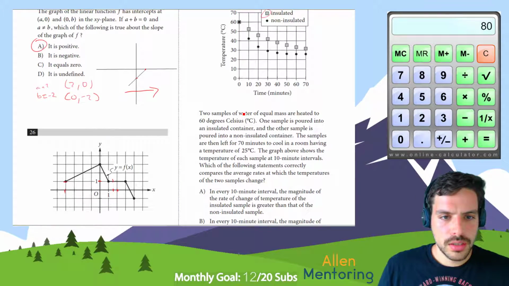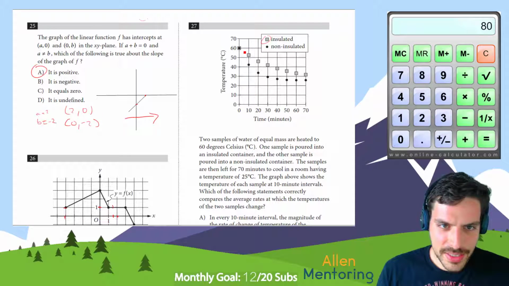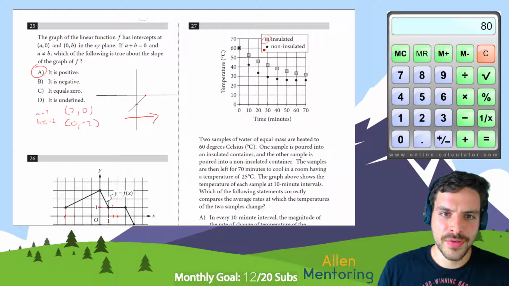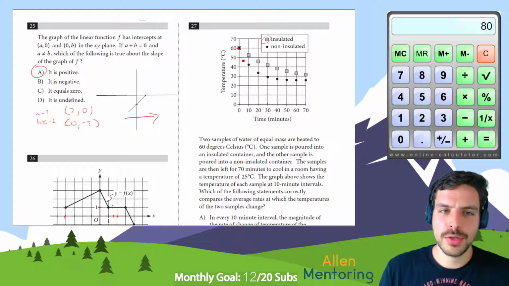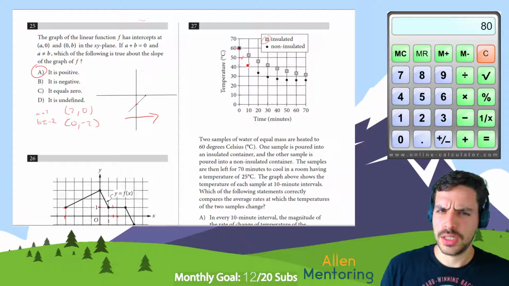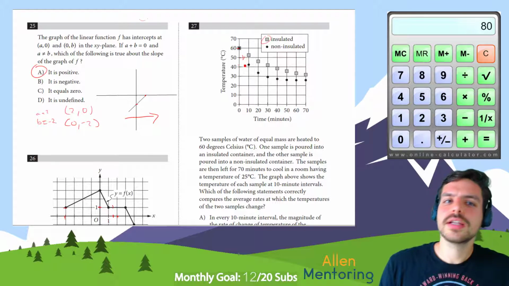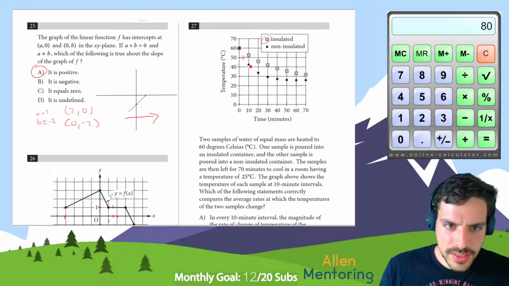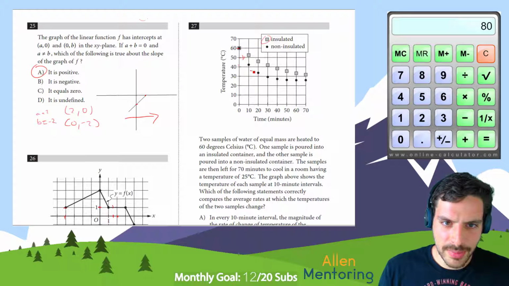Okay, so compares the average rate of change. So they're basically saying, in every 10 minutes, look, for the non-insulated, for the circles, we see from 0 to 10 minutes, it goes from about 60 to 42 or so, right? So the rate of change there was about -18. Okay. Then we see from 10 to 20, it goes down from like 42 to 33. Right, so it's about like -9.